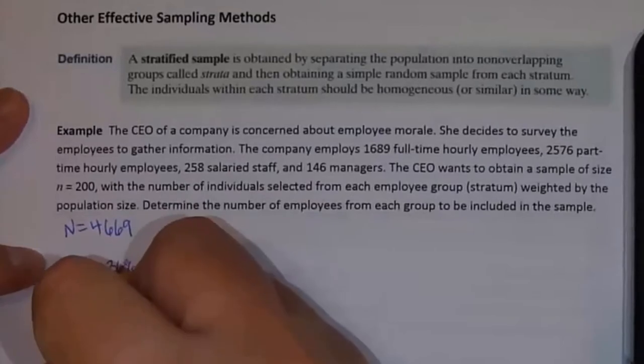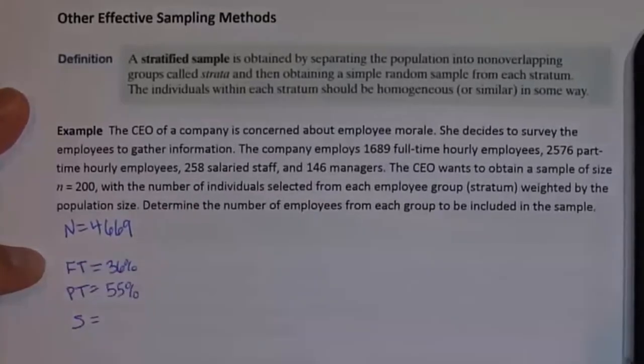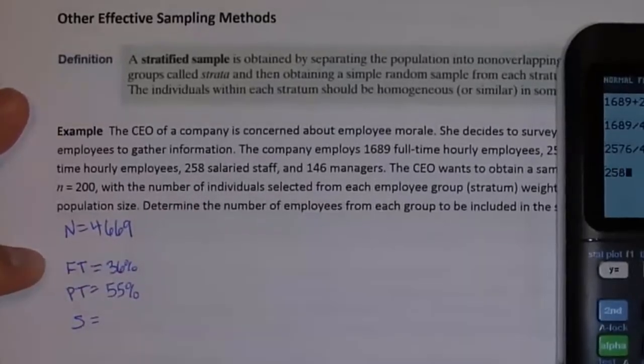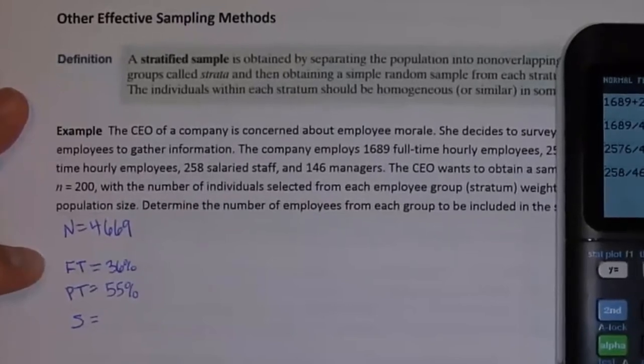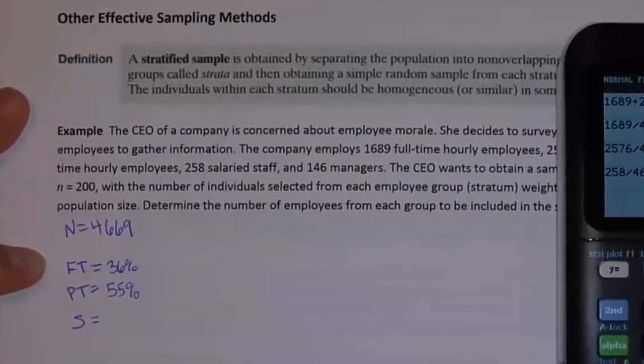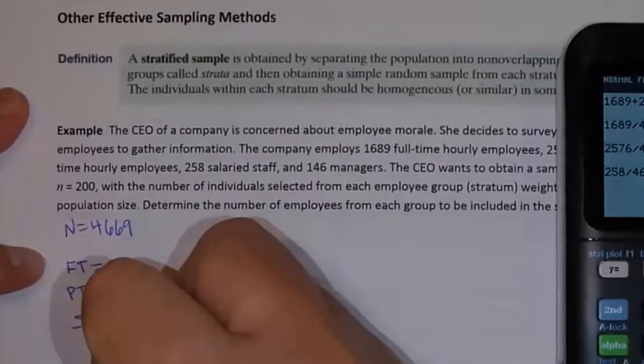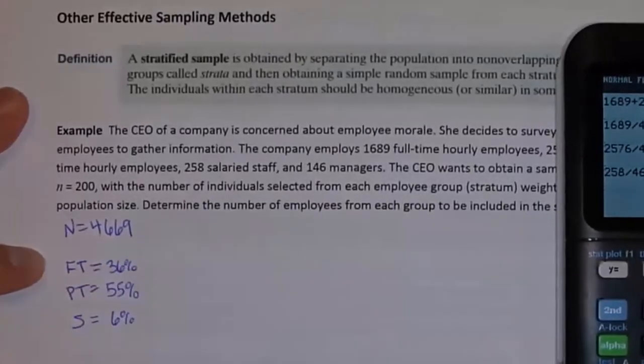258 are salaried. So I'm going to put an S for salaried. So 258 divided by the 4,669, that is, if I round to two places, 6%. So about 6% are salaried.